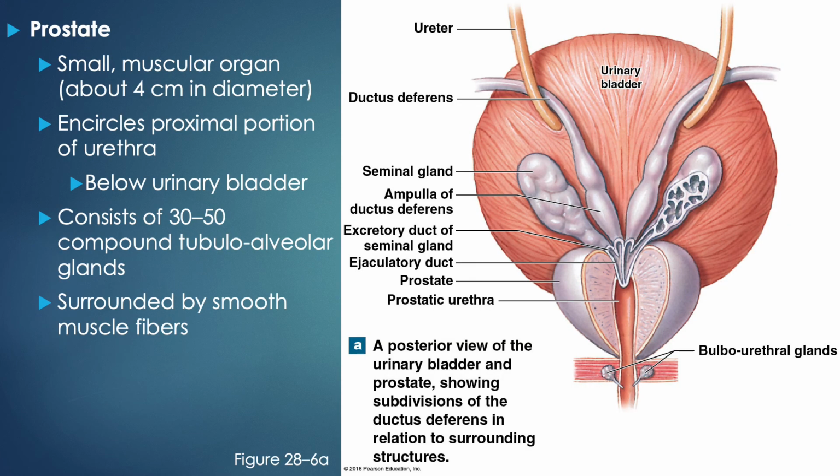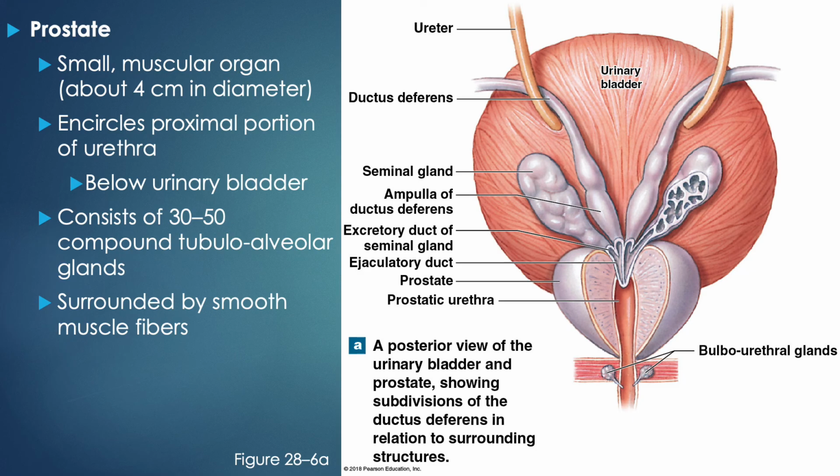The prostate is a small but fibromuscular organ that's about 4 centimeters in diameter, and it wraps around the proximal aspect of the urethra right inferior to the urinary bladder. Within the prostate, there are about 30 to 50 compound tubuloalveolar glands, and these are surrounded by smooth muscle fibers.